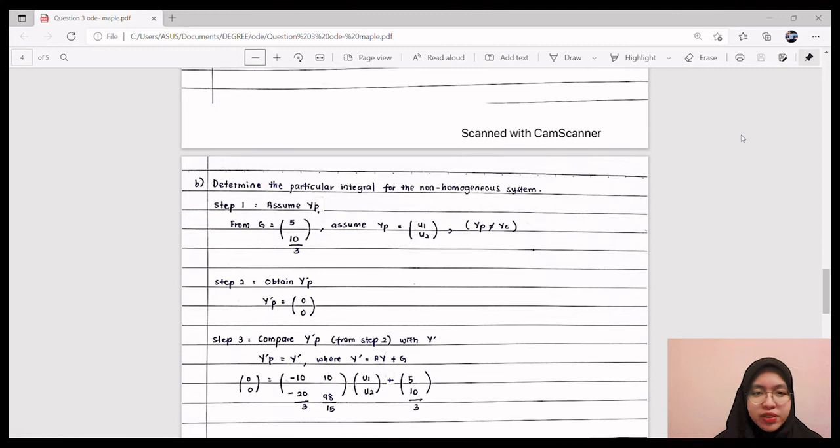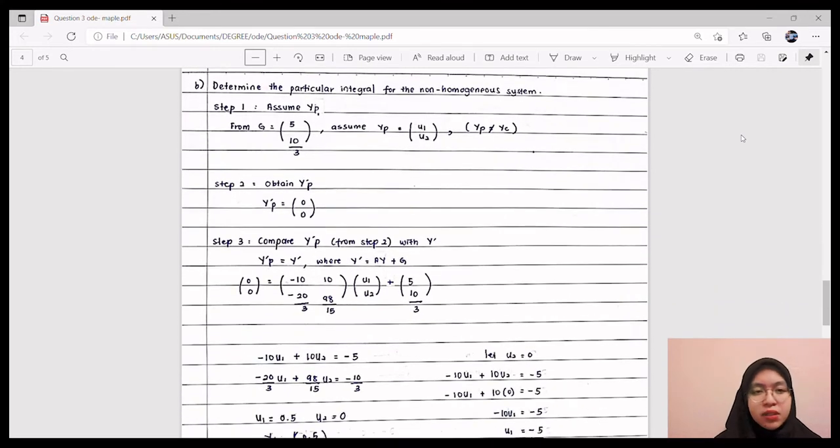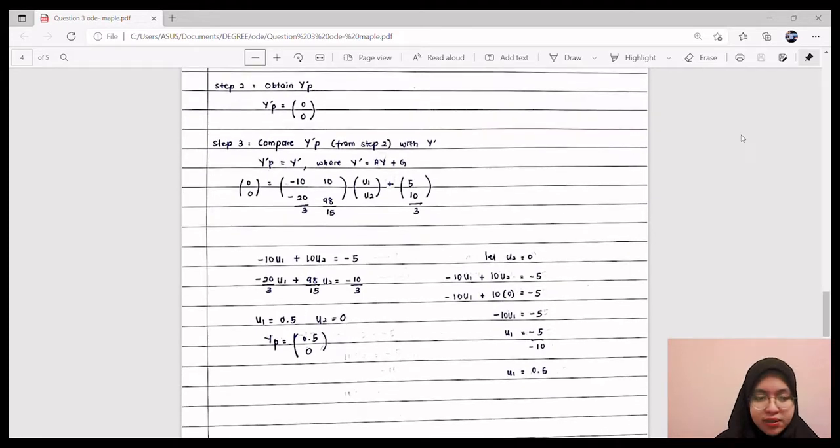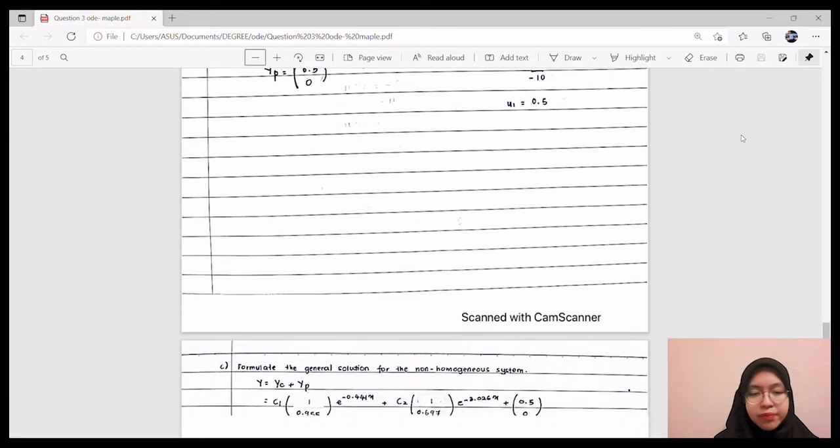Next, we move to question B. Determine the particular integral for the non-homogeneous system. Step 1, we assume yp. Step 2, obtain y prime p. Step 3, compare y prime p from step 2 with y prime.